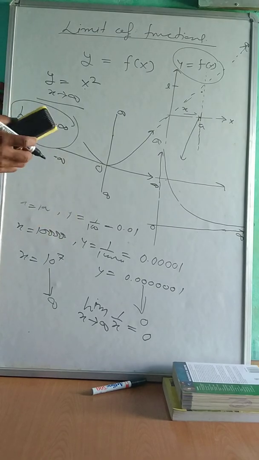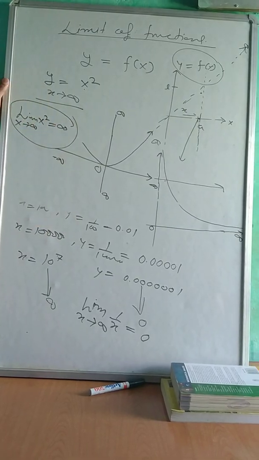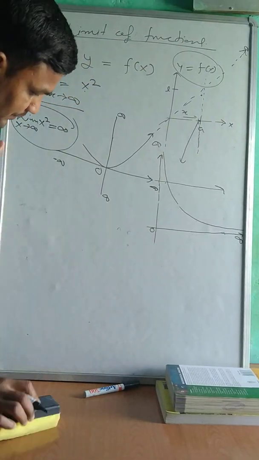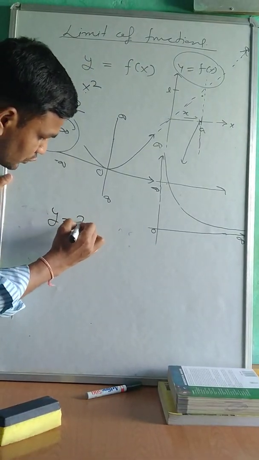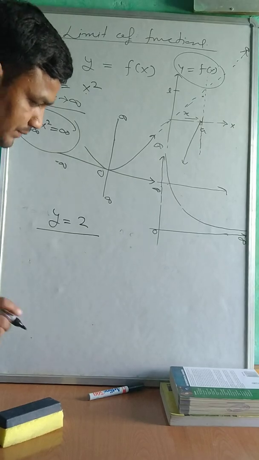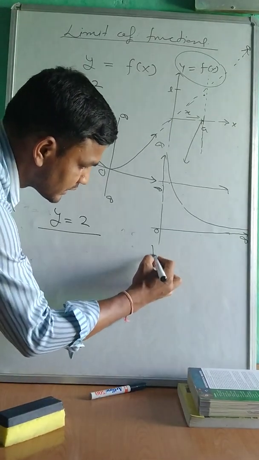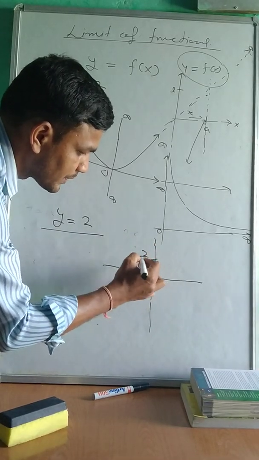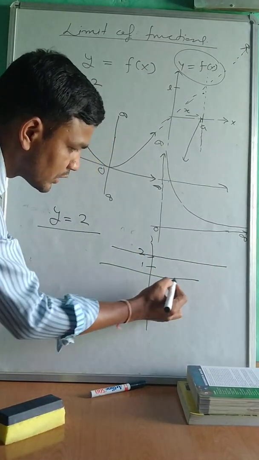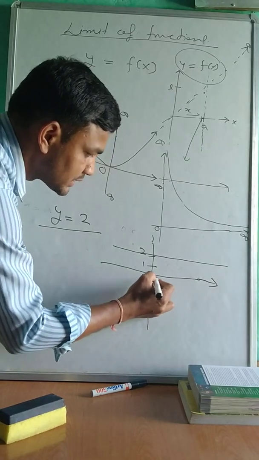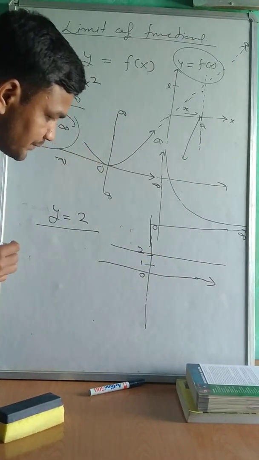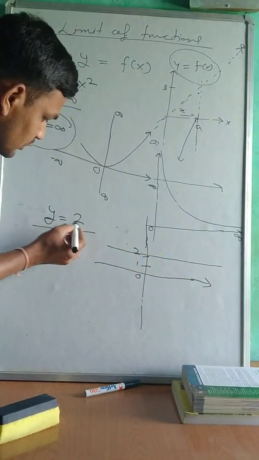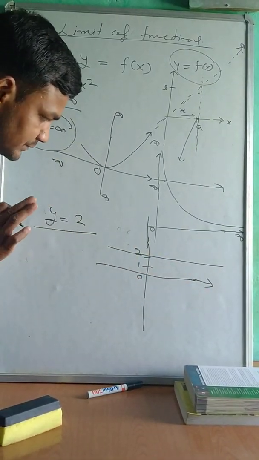For example, let us take a constant function. Suppose that y equal to 2 is a constant function. The graph of y equal to 2 is this. This is the independent variable, this is the dependent variable. For every value of x, we have only one value, y equal to 2. It means this is a constant function.